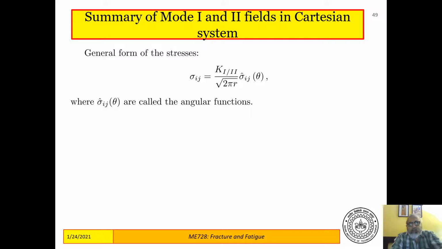It does not have units of load. It has units of MPa root meter, but it is like a loading parameter. It is a parameter that we can control by controlling the remote loading, controlling the geometry of the body. So the question now arises as to how do we determine K.